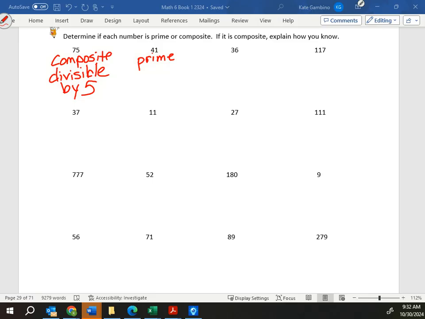Check to see if it's divisible by 3. If it's not divisible by 3, it can't be divisible by 6. If it's not divisible by 3, it's not going to be divisible by 9. Any number that's divisible by 9 is also divisible by 3. So you're wanting to check those 2s, 3s, and 5s, they are the big ones to check. So this one is only divisible by 41 and 1. So it's prime.